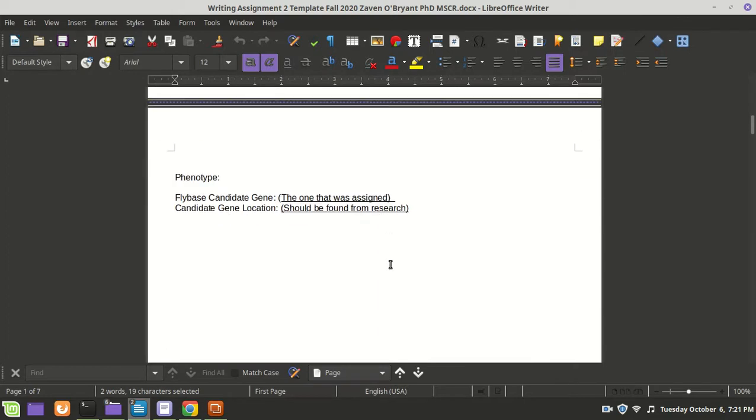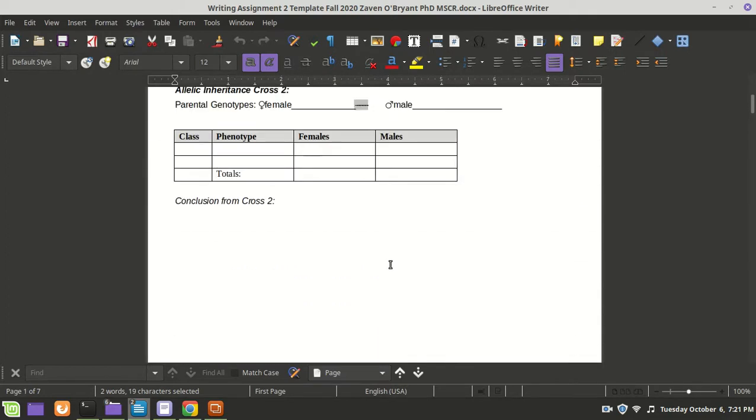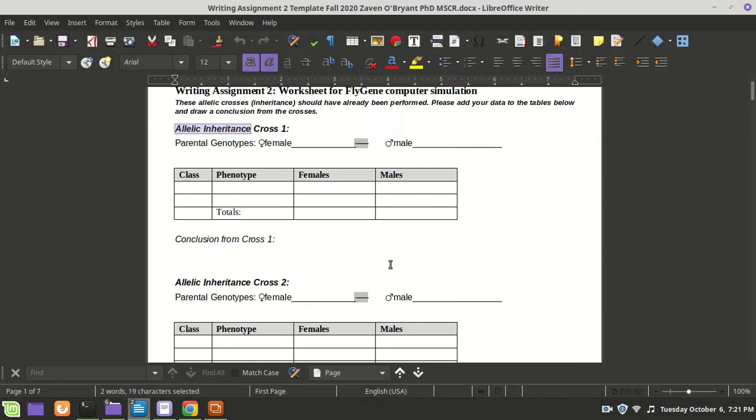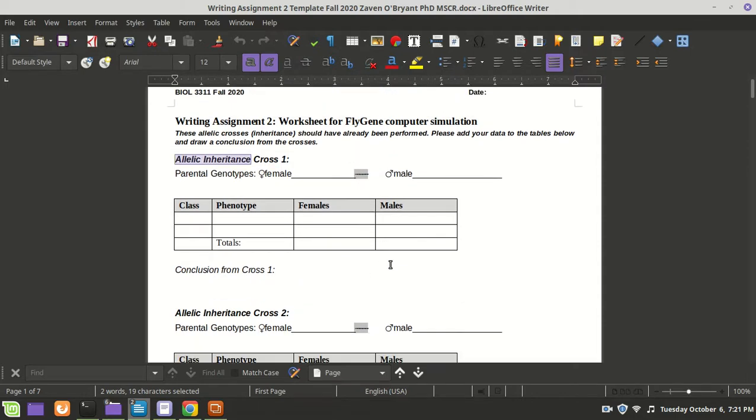All right, now what should you do? Let's go over the conclusions of cross 1. So the way you state this, your conclusions, you must state this using terms similar to this, having to do with your hypothesis and your null hypothesis.